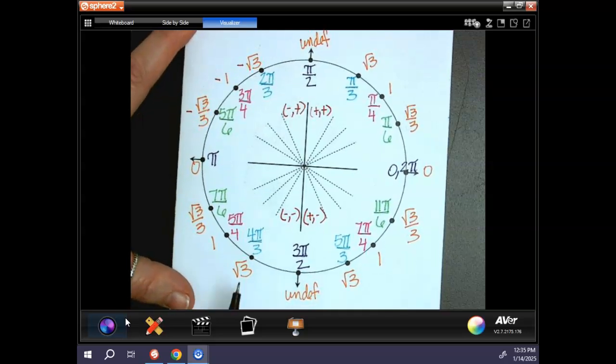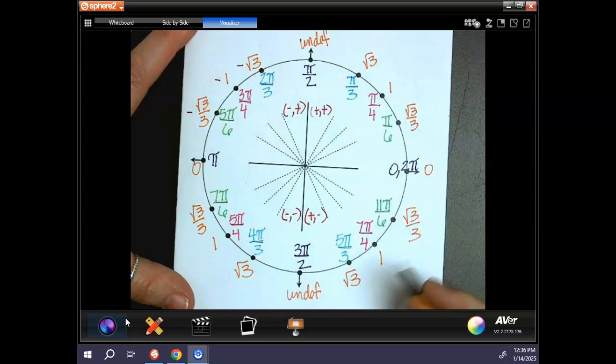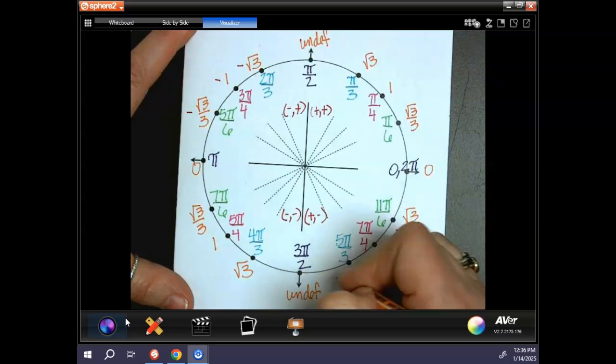In the third quadrant, when we put y over x, I'm putting negative over negative, so what's true about these 3 values? They're positive. Fourth quadrant, I put negative over positive, so these 3 are what? Negative. Okay.